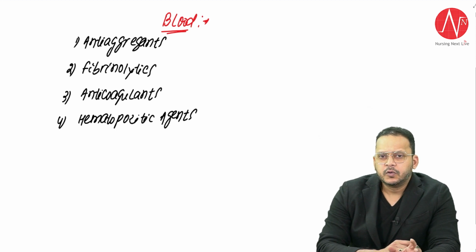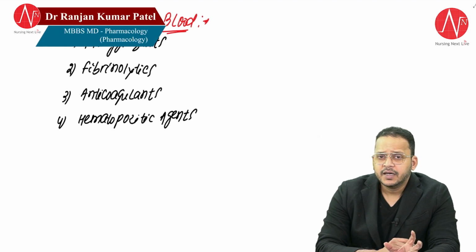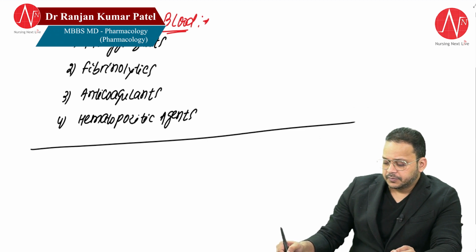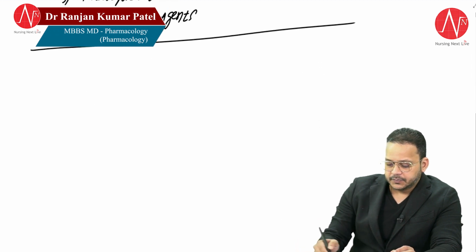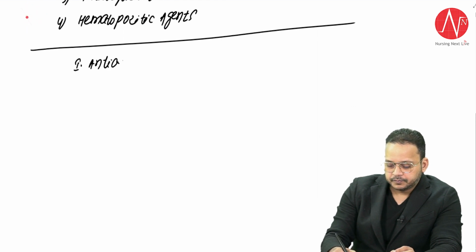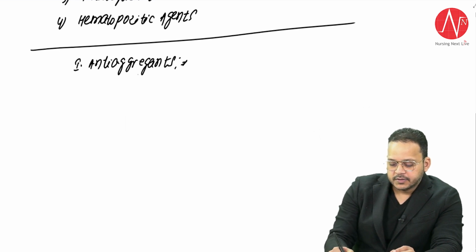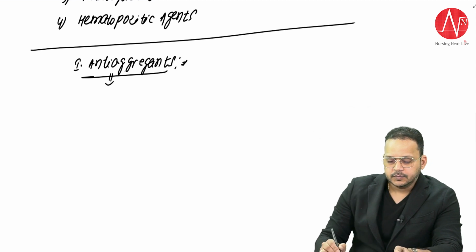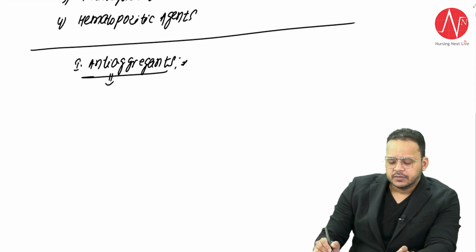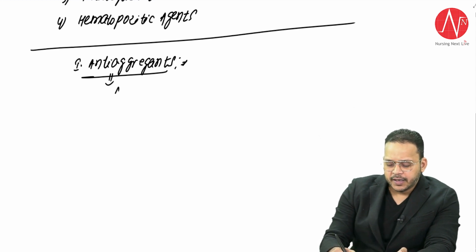We'll be discussing 4 different classes of drugs: antiaggregants, fibrinolytics, thrombolytics, and hematopoietic agents. Now, here we'll begin with the first class of drugs, that is antiaggregants. So, talking about this class of drug, antiaggregants, first of all, you need to understand what you mean by aggregation.